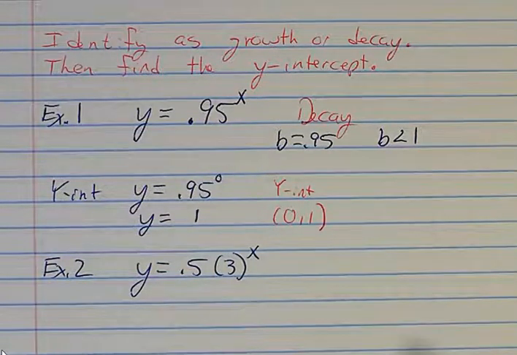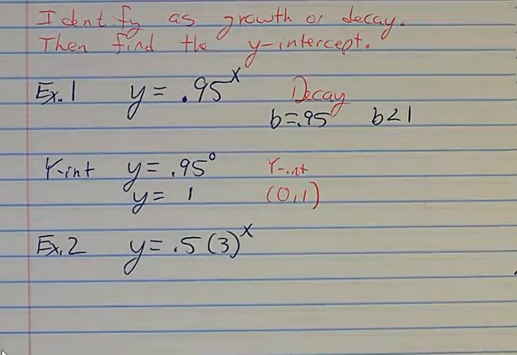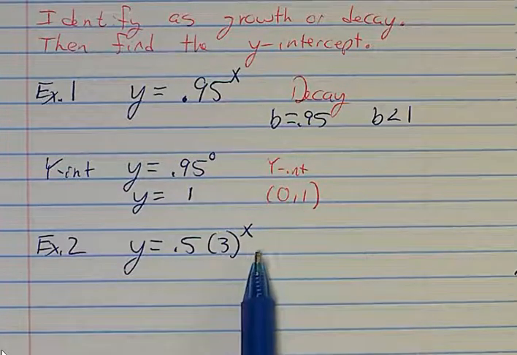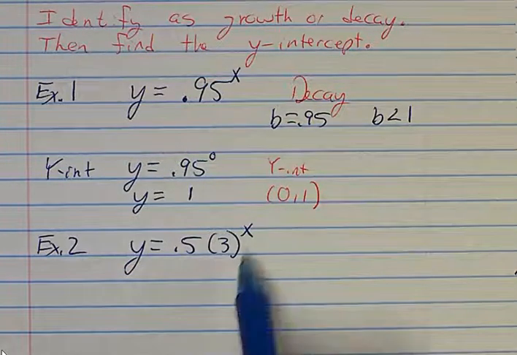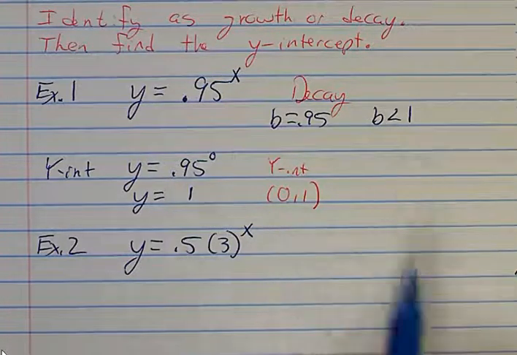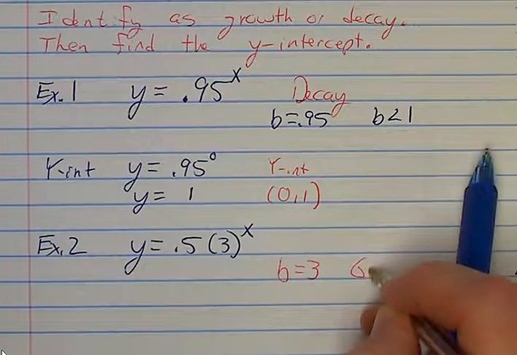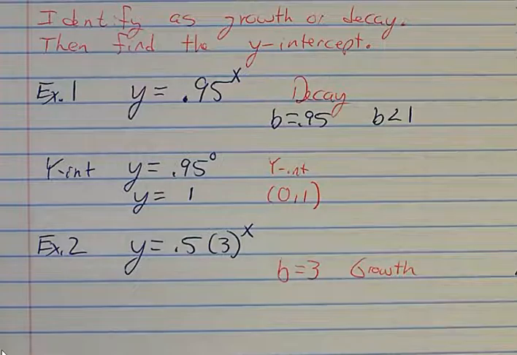Alright, so for example 2, a little different look to it. We're going to do the same thing. You've got 0.5 times 3 to the x power. So there's your x in the exponent. In this case, the 3 is attached to the x, so your base would be 3. And if your base is 3, that means it's a growth.